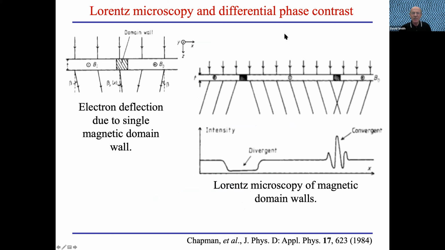I just want to take a few minutes to talk about Lorentz microscopy and DPC. This dates back to John Chapman, where he was interested in looking at magnetic domain walls. John pointed out that if you have a domain wall, you've got the magnetic field pointing in opposite directions in plane, you take an image slightly out of focus and you will get contrast across the domain wall.